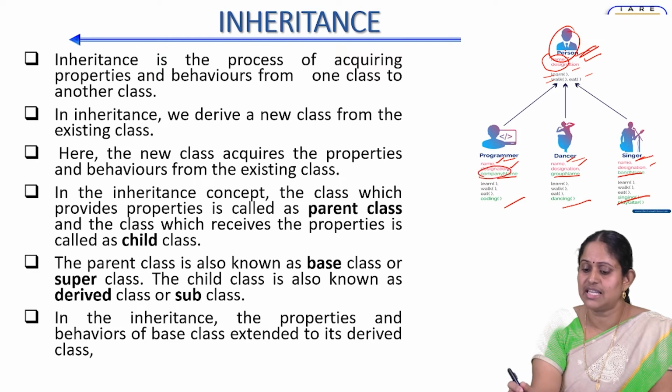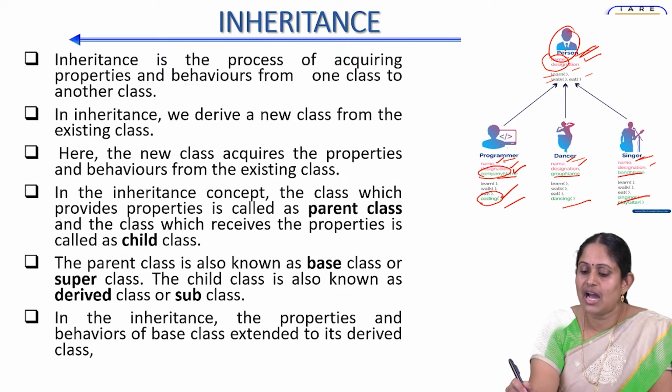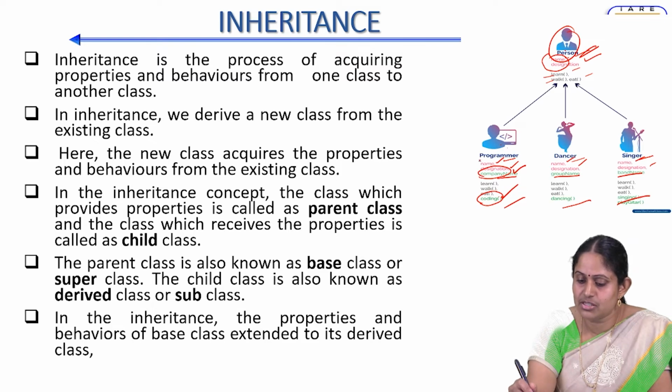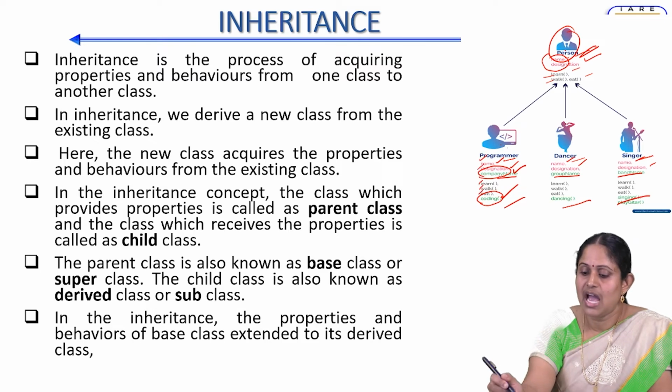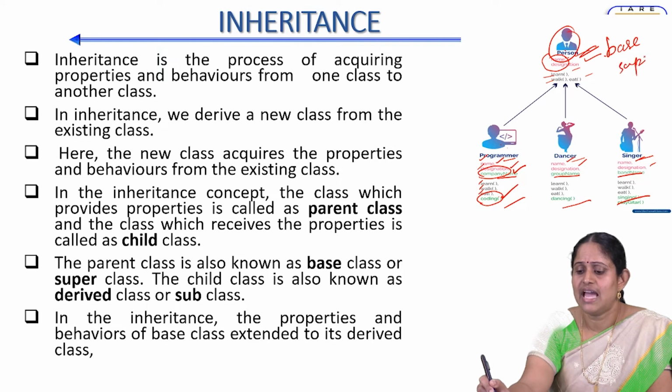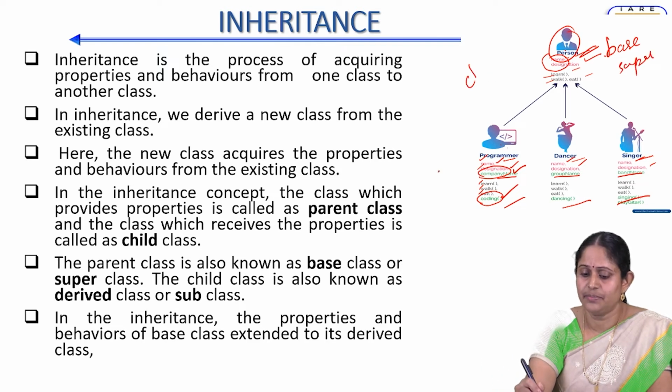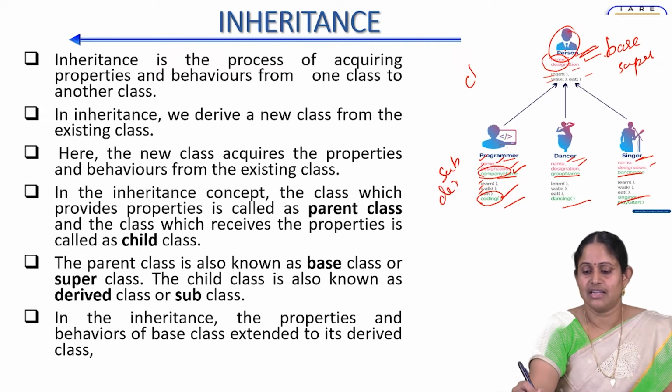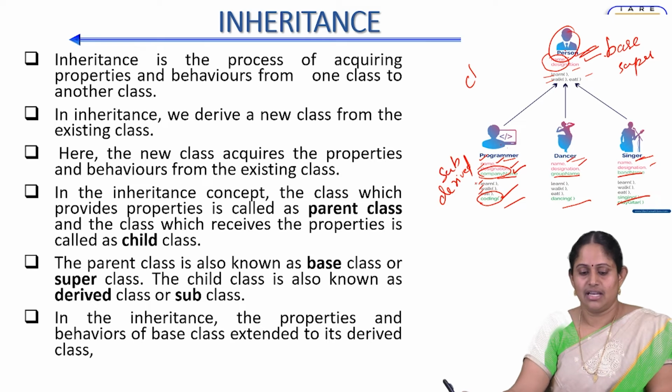So the company name is an instance variable of the child class programmer, and coding is a method of the child class programmer. The company name and coding are exclusive features of the child class, but the features of name, designation, learn, walk, and eat are obtained from the parent class. The parent class is also called the base class or super class, and the child class is called the subclass or derived class.